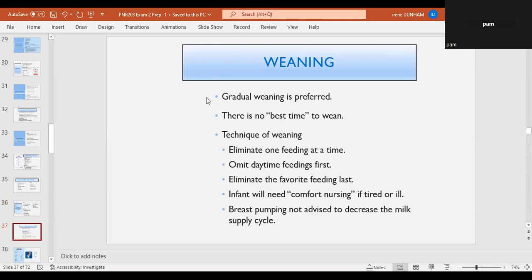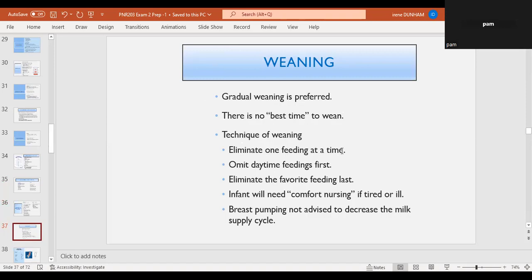Okay, and I'm going to touch on weaning. Now, gradual weaning is preferred. There is no best time to wean. And so you have a technique of weaning. So what you're going to do is you're going to eliminate one feeding at a time. Because a baby is attached to mom. You really enjoy the feeding. So it's a special time. So this is hard to do, but you have to do it.